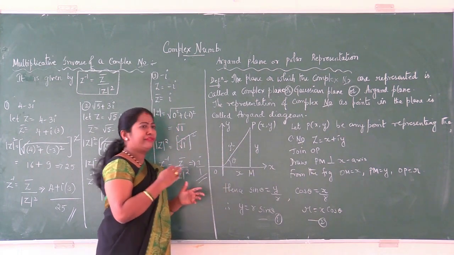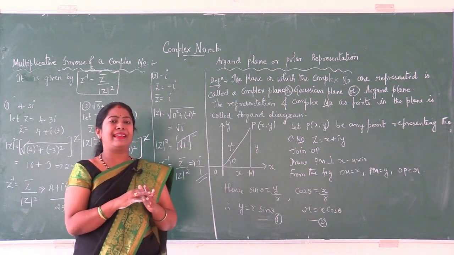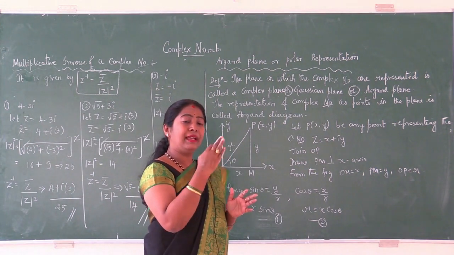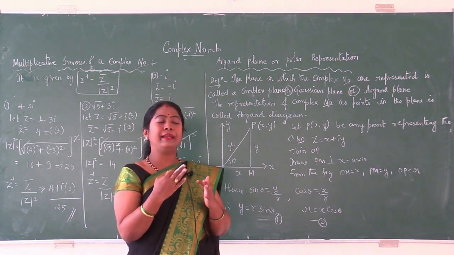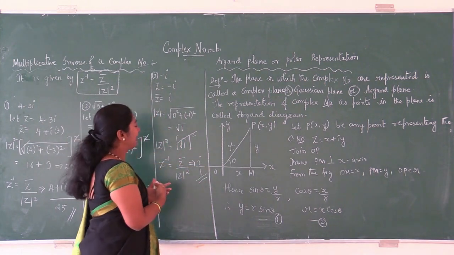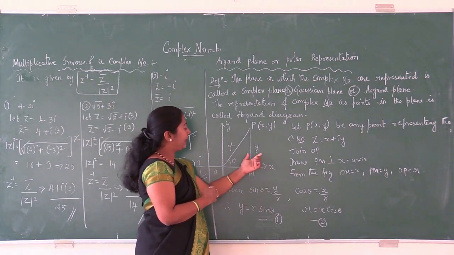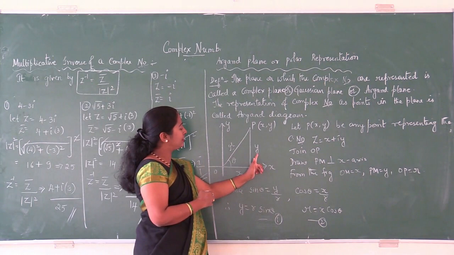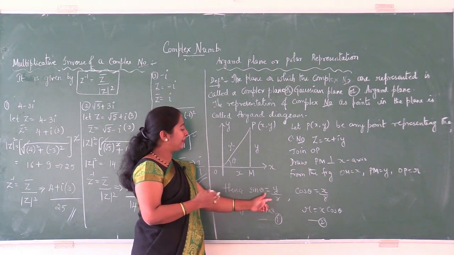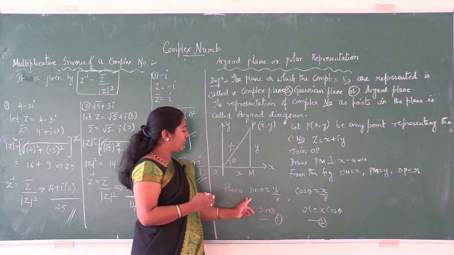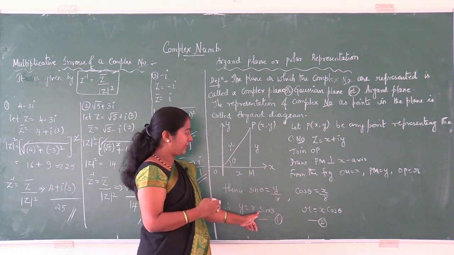Now, how do you define sine theta with respect to a right angle triangle? That is opposite by hypotenuse. Cos theta is given by adjacent side by hypotenuse. So sine theta is opposite side by hypotenuse. This is the opposite side, so this is y by r. So sine theta is defined by y by r, and therefore y is equal to r into sine theta.